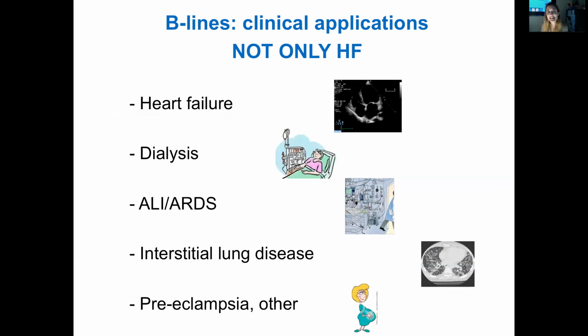But B-lines are not only heart failure, again, for the cardiologist also. So it's true that most of our patients are here, but again, we also have a lot of patients who have heart failure and are on dialysis. We may have patients with acute respiratory distress syndrome. Again, we may have the chance to see patients with interstitial lung disease. And there are a lot of other applications of B-lines that are emerging month after month, for example, in pregnant women with preeclampsia. So we don't have to limit our use of B-lines only to heart failure.